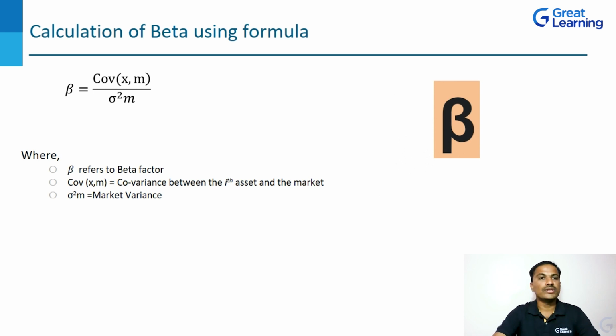So first, let's move with the first method, that is the formula method. Measurement of systematic risk is using this formula. Beta is equal to the covariance of market and stock, that means market and stock, divided by market variance. So beta factor is the covariance between the ith asset and the market. That means we need to calculate covariance for the market as well as the stock, right? And market variance.